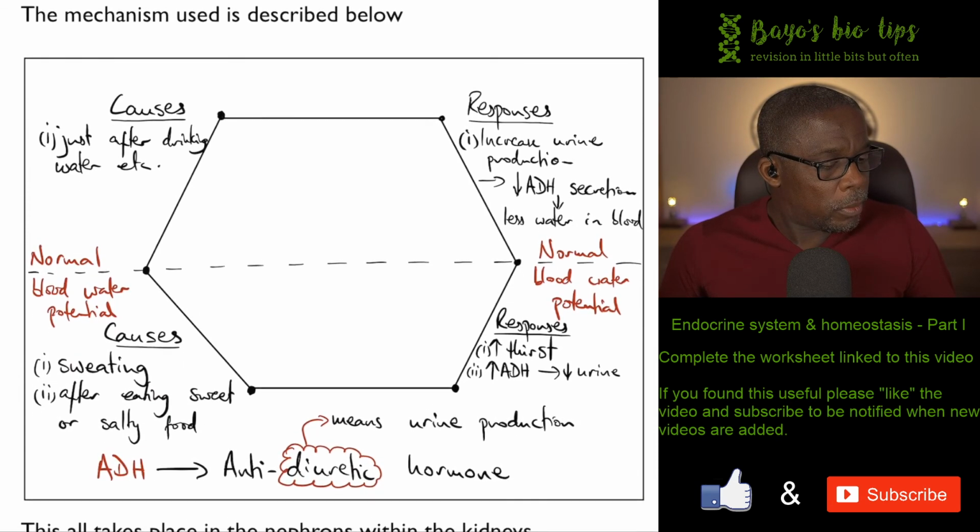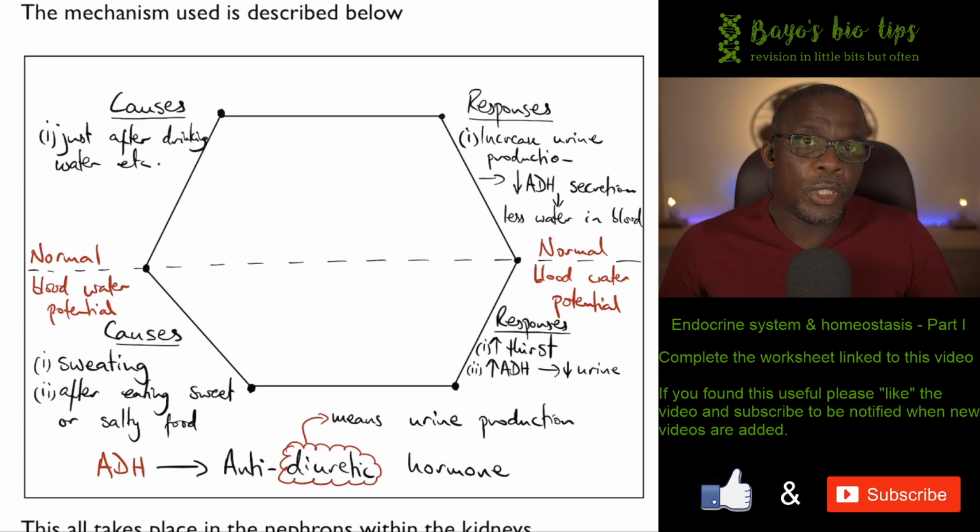So here are your body's responses. And the key thing you need to take away from this is the role of something called antidiuretic hormone. Antidiuretic hormone stops or decreases your urine production. So if you end up with a very high water potential, say for instance you've been drinking a lot of water, then your body is going to reduce the secretion of ADH, which means that you'll end up producing more urine. And so you'll get rid of that excess water.